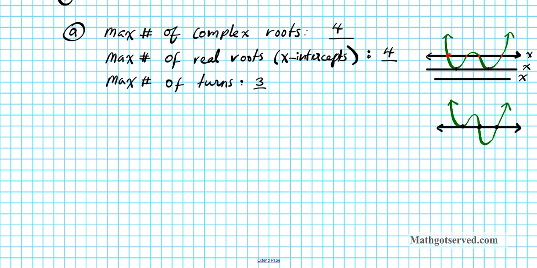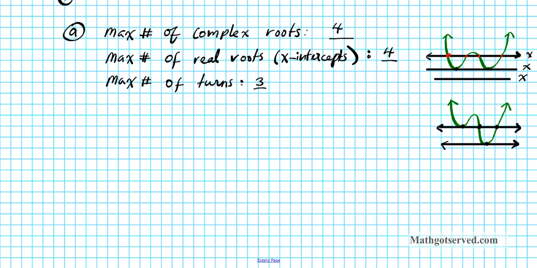And you can have exactly 1 real root if you have, let's say, the x-axis goes through the point like this, and you have exactly 1 root. So you see all the possible scenarios that you can have. But the maximum number of real roots you can have is exactly the same as the maximum number of complex roots, which is 4. Okay? And the terms cannot be more than 3.